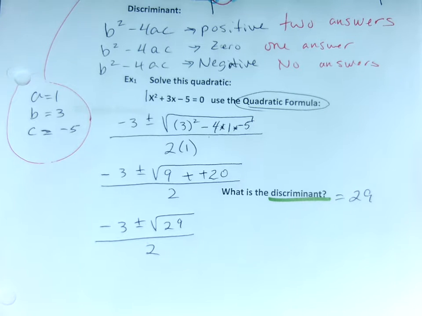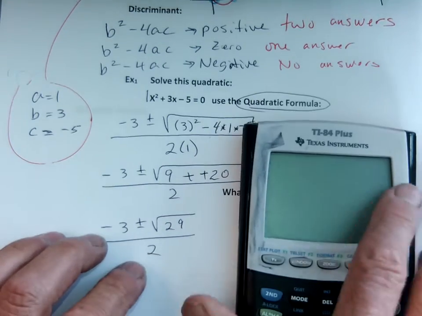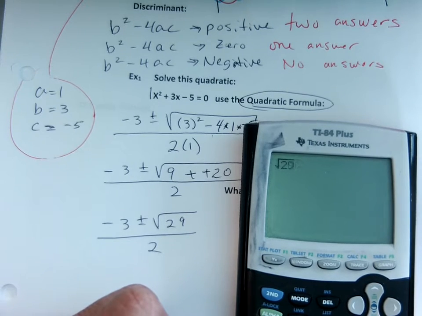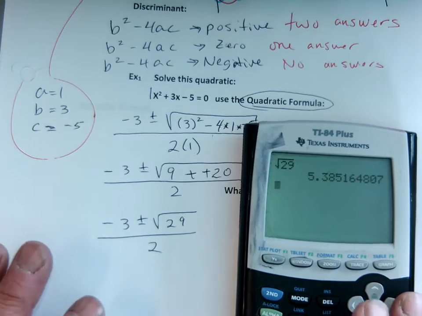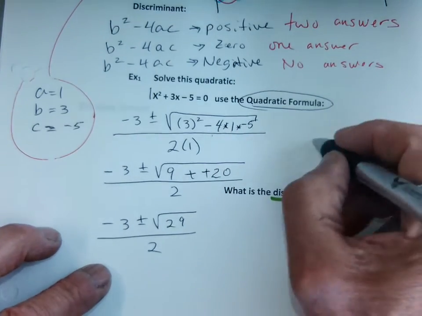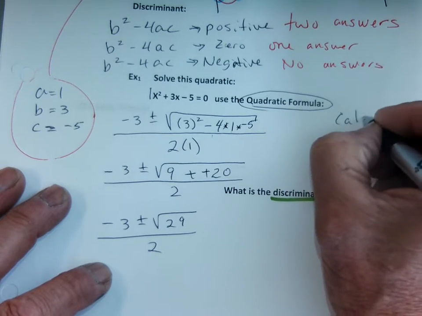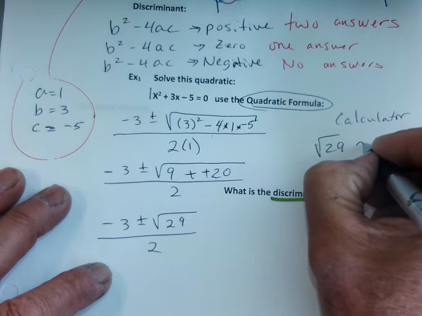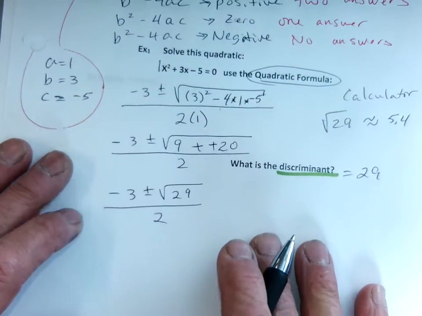So now I need a calculator. See, I want to go a step further. I need some answers. So I take my calculator. Okay, what is the square root of 29? I don't know. Square root of 29 is about 5.4. Okay, so 5.4. So square root of 29, a little side work, from my calculator is about 5.4. So let me take this a step further.